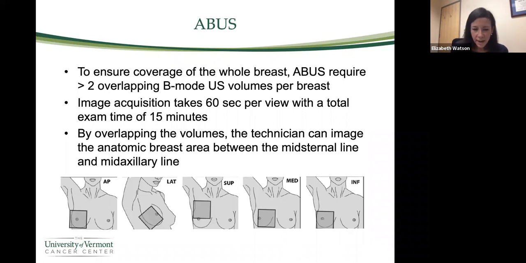Not every study has every single one of these volumes done. Typically, it's about maybe 3 to 5 per breast. So on average, I would say the exam takes about 15 minutes to do. We try to make sure that these volumes overlap so that every area of the breast is imaged more than once, so that we can make sure that the breast is imaged all the way from the sternum all the way to the axilla or the armpit.